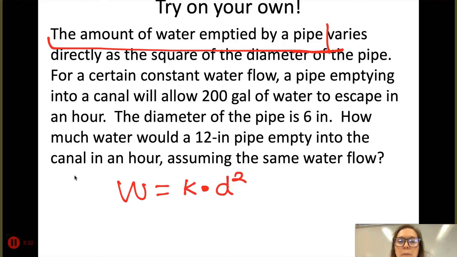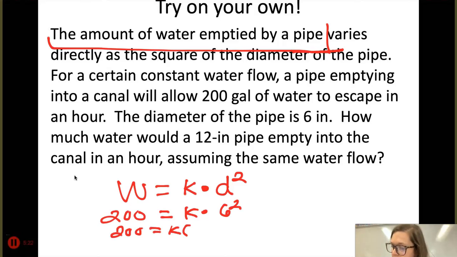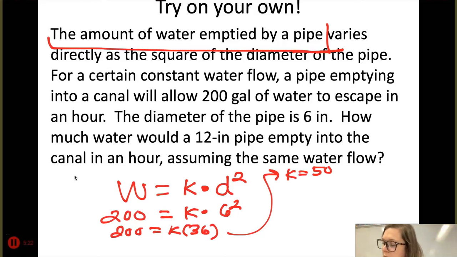For a constant water flow, a pipe emptying into a canal will allow 200 gallons of water, so 200 in for W. The diameter is 6, so 6 squared. So 200 is equal to k times 36. 200 divided by 36 is 5.5555. To keep it as exact as possible, I'm going to make that 50 over 9. So k is equal to 50 over 9, and my equation is W equals 50 over 9 D squared.